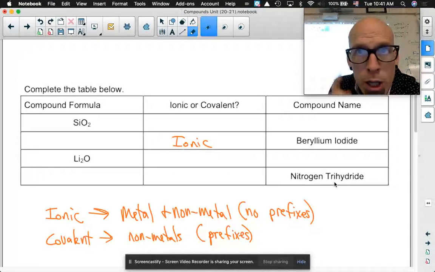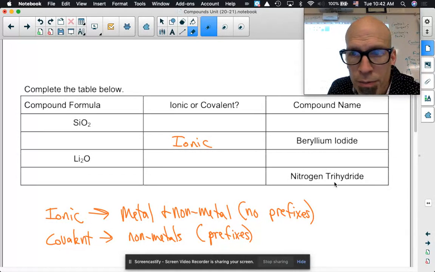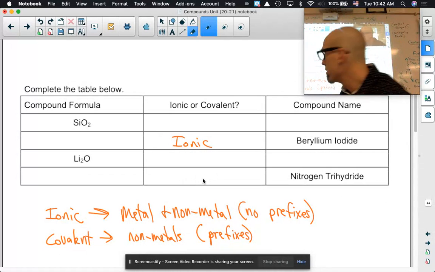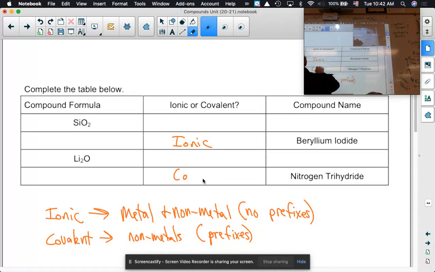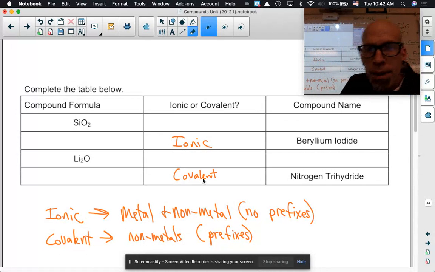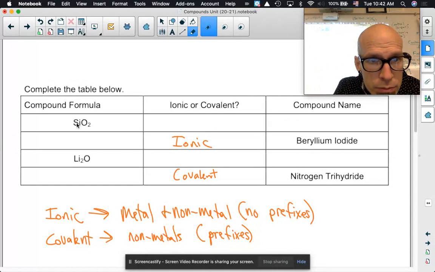Now, nitrogen trihydride. Well, first of all, nitrogen is a nonmetal. Hydrogen is a nonmetal. And what do you see here? Trihydride. You see a prefix. Oh, this has to be a what? Covalent compound. Covalent.